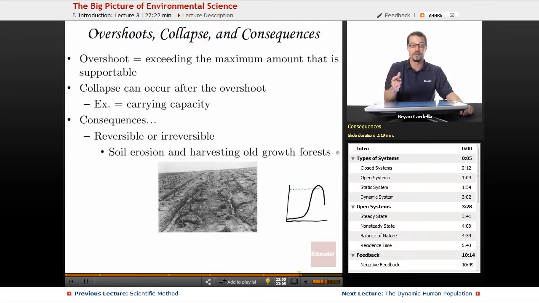Maybe it is reversible, but it would involve us intervening and replacing those trees and maybe helping the animals get adjusted back into that environment. But there are consequences that we have to be careful of.